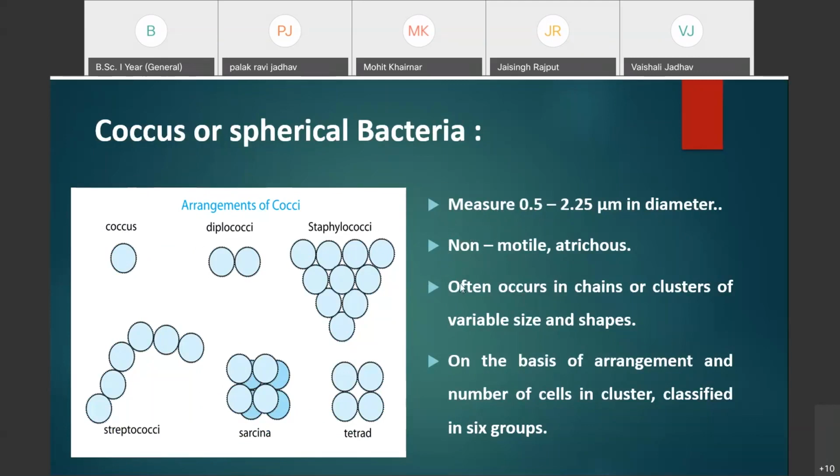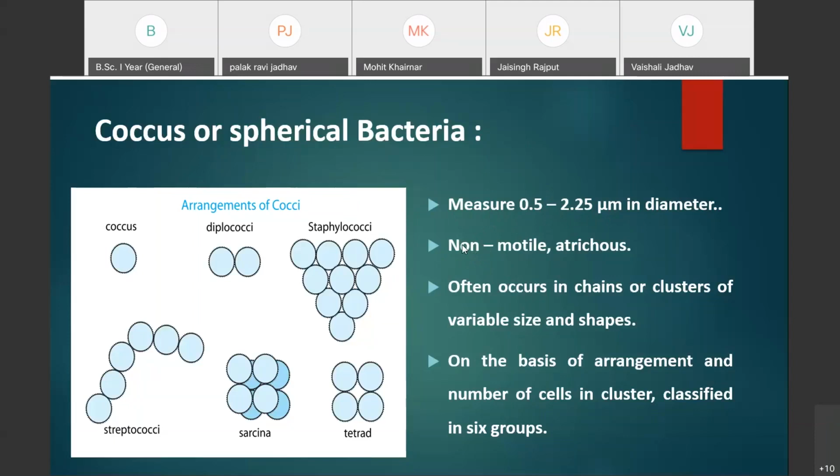Generally the bacillus or rod shaped bacteria are larger in size when compared with the coccus or spherical bacteria. These spherical bacteria measure an average of 0.5 to 2.25 micrometer in diameter, and the coccus or spherical bacteria are always non-motile.